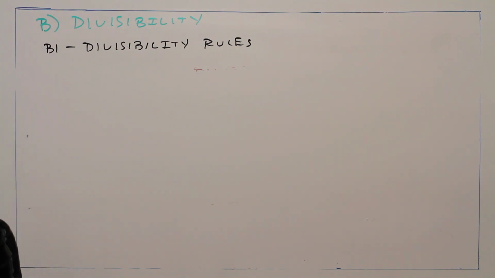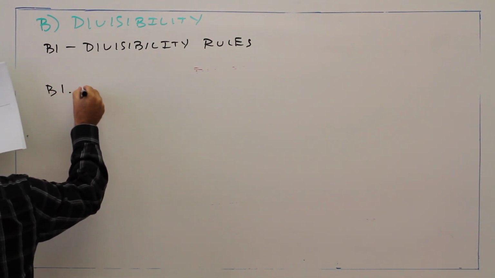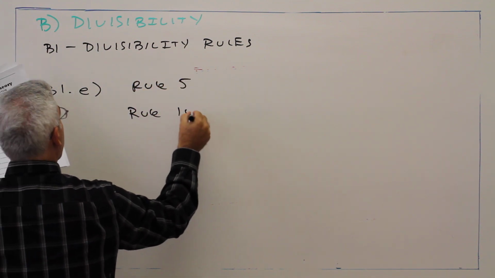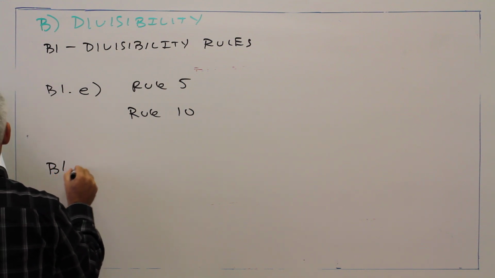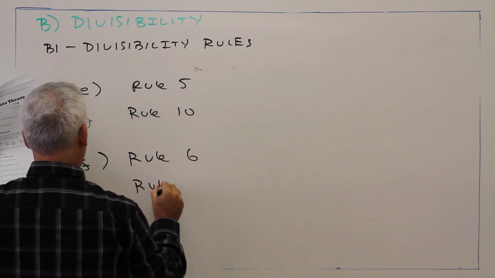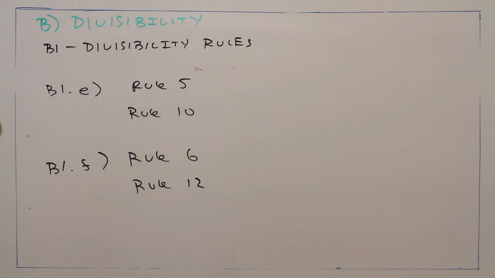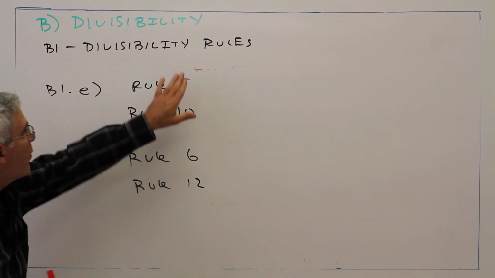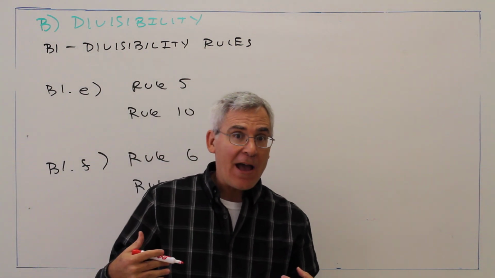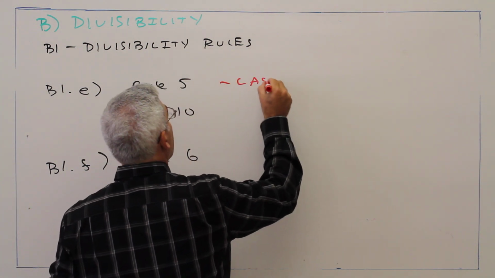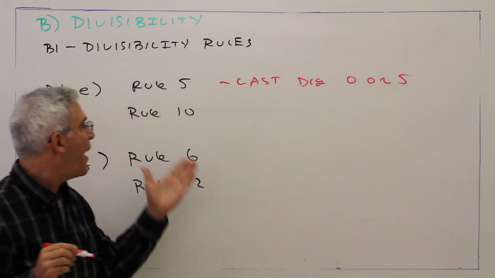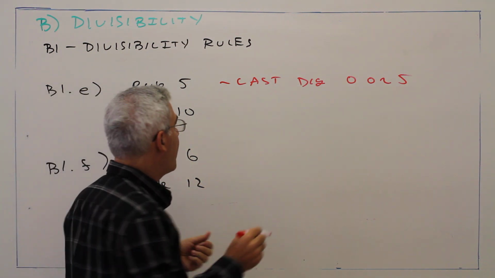Okay, so B1 point E, rule for 5, rule for 10, B1 point F, rule for 6, rule for 12. Okay, so for the rule for 5, the last digit is a 0 or 5, that's the rule. For divisible by 10, if the last digit is a 0.